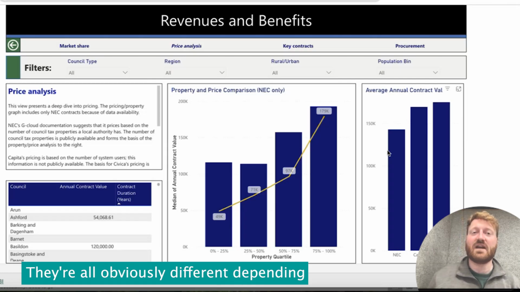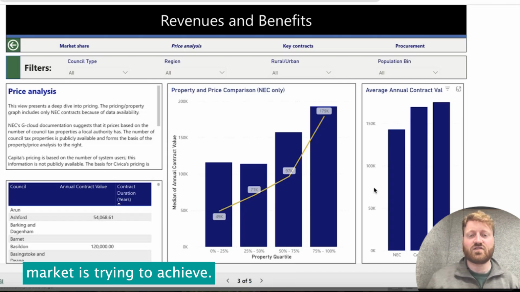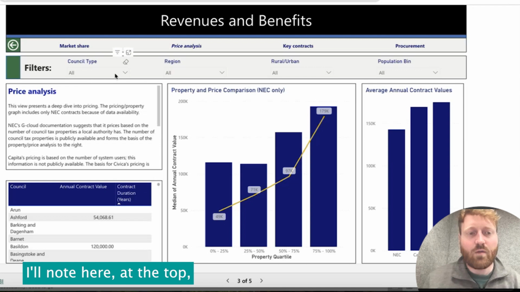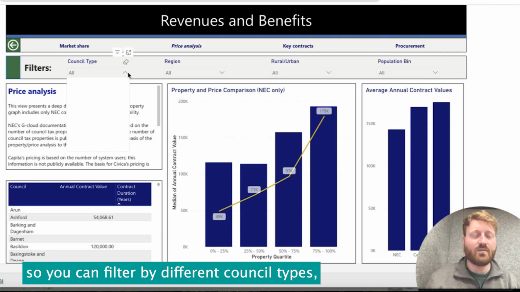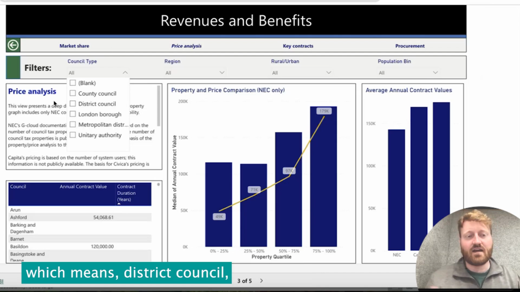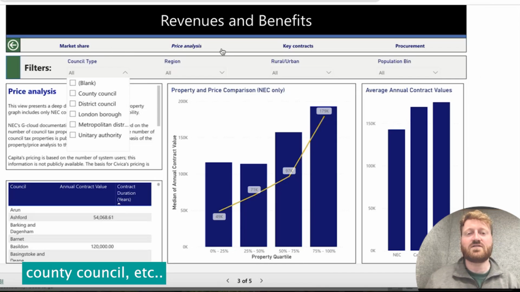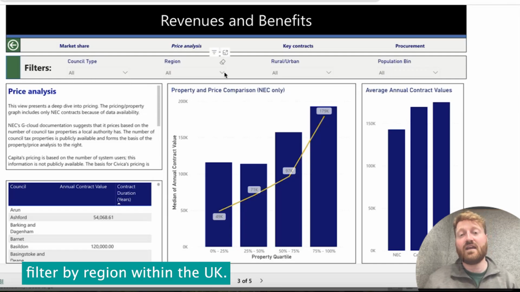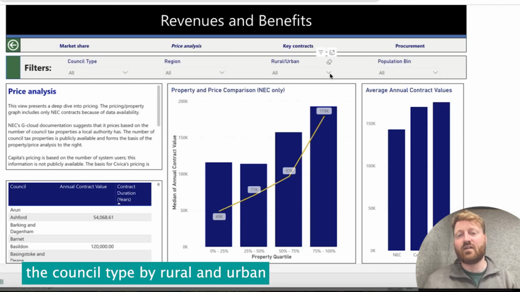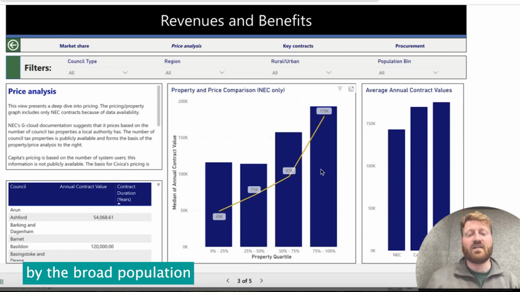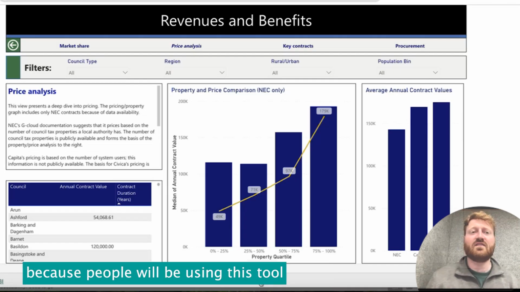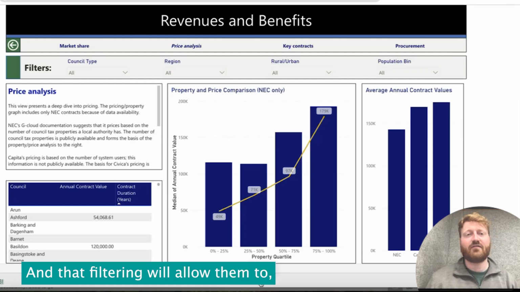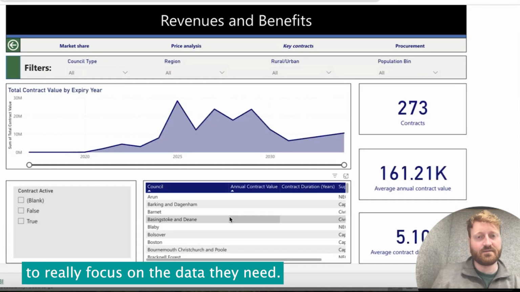They're all obviously different depending on what we think that core software market is trying to achieve. I'll note here at the top, this is an interactive tool that allows you to filter. So you can filter by different council types, which means district council, county council, etc. You can filter by region within the UK, filter the council type by rural and urban, and then finally by the broad population bin. That filtering tool is consistent across the whole piece. We think that's really important because people will be using this tool for different purposes, and that filtering will allow them to really focus on the data they need.